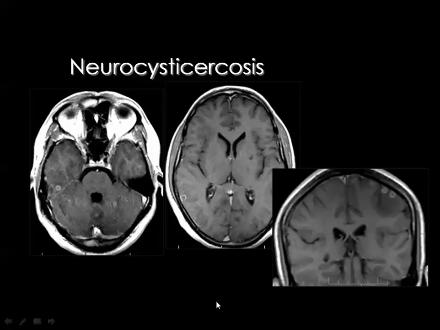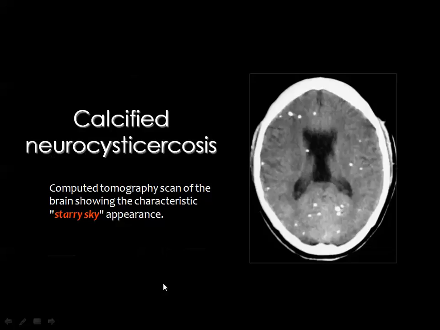If you do not see the dot inside one of the cysts, you are not able to reach the diagnosis of cysticercosis. But here, if you look carefully at this cystic lesion, you can see a dot inside, and if you look carefully also here, you can see a dot inside, then you consider this secondary to neurocysticercosis.